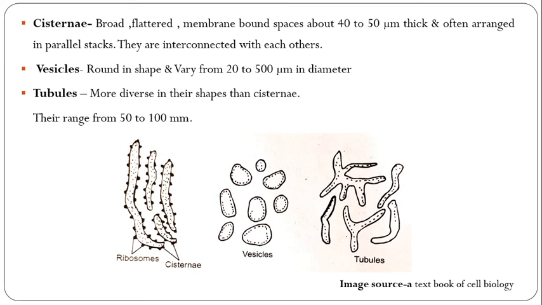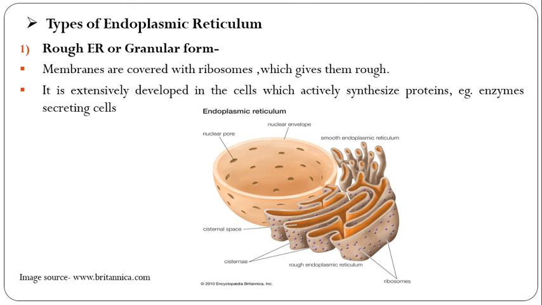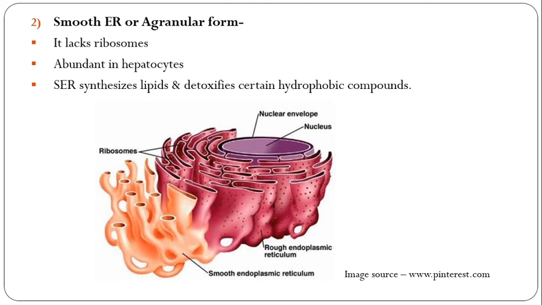Vesicles are round in shape and vary from 20 to 500 nanometers in diameter. Tubules are more diverse in their shape and system. And next is the types of endoplasmic reticulum. There are two types: smooth ER and rough ER. Rough ER has membranes covered with ribosomes, which gives them a rough appearance. Smooth ER lacks ribosomes. It is abundant in hepatocytes.